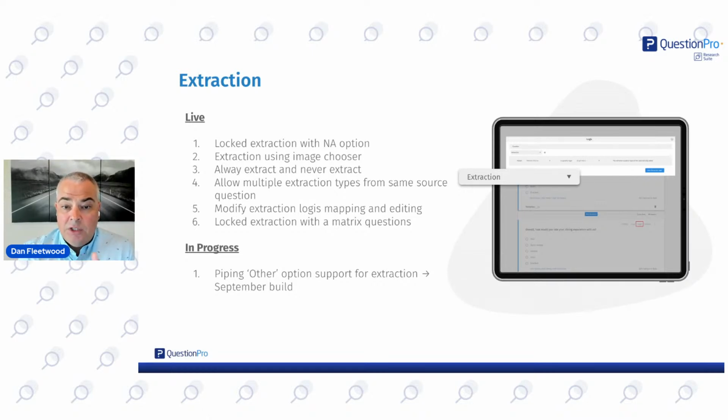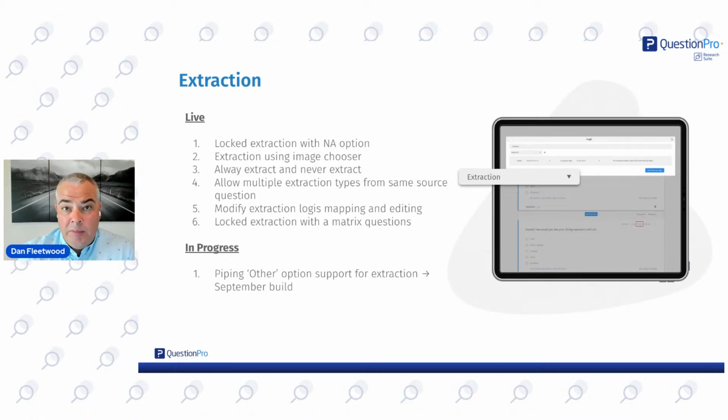Modifying extraction logic mapping and editing. So this is something that you can do after the extraction is put into place. You can map and edit those different things. Locked extraction with matrix questions. So obviously matrix questions are key in any survey, and now you can do locked extraction with those as well.